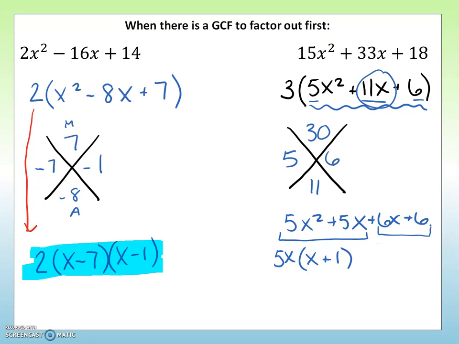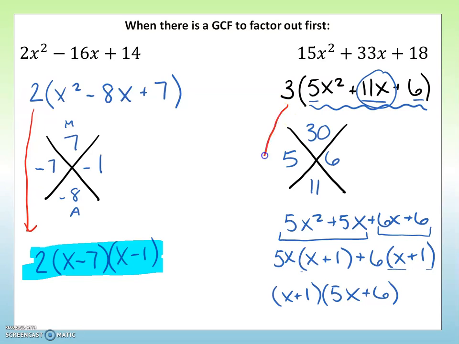Grouping the last two terms, our GCF is 6. And when we factor that out of the last two terms, we're left with x plus 1. Looking at these, we're going to pull out the x plus 1, and we're left with 5x plus 6. But we cannot, again, forget to bring down our GCF. So this is our final factored form.